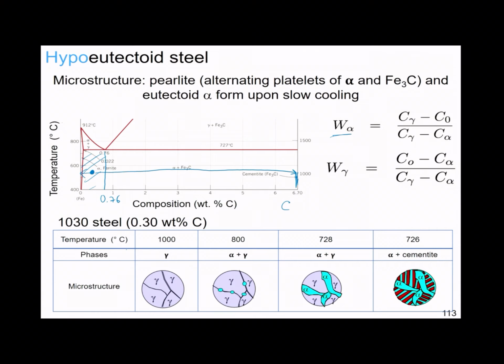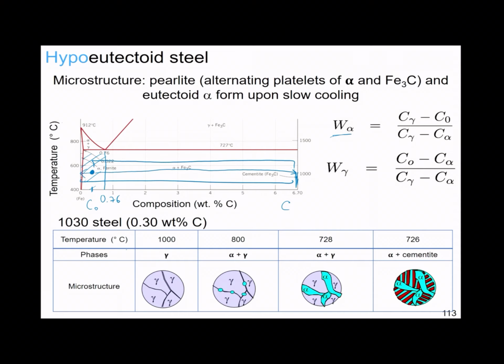Oh, that should be Fe3C, actually. Yeah, that should be Fe3C. Oh, sorry, that should be here, yeah. That should be the C gamma minus the C naught. This is your C naught. Although, hold on, let me check. So you take the weight percent of carbon. Hold on, let me see if there's a typo in this. You take this distance and you divide it by the entire length. Okay.